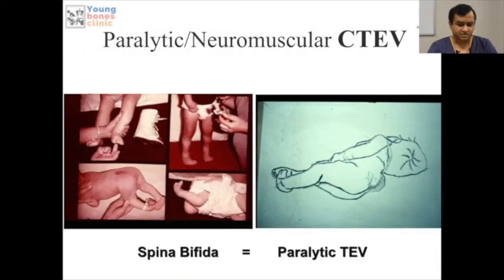This is a picture of a paralytic or neuromuscular CTEV where there is a meningomyelocele in the back and associated clubfoot.